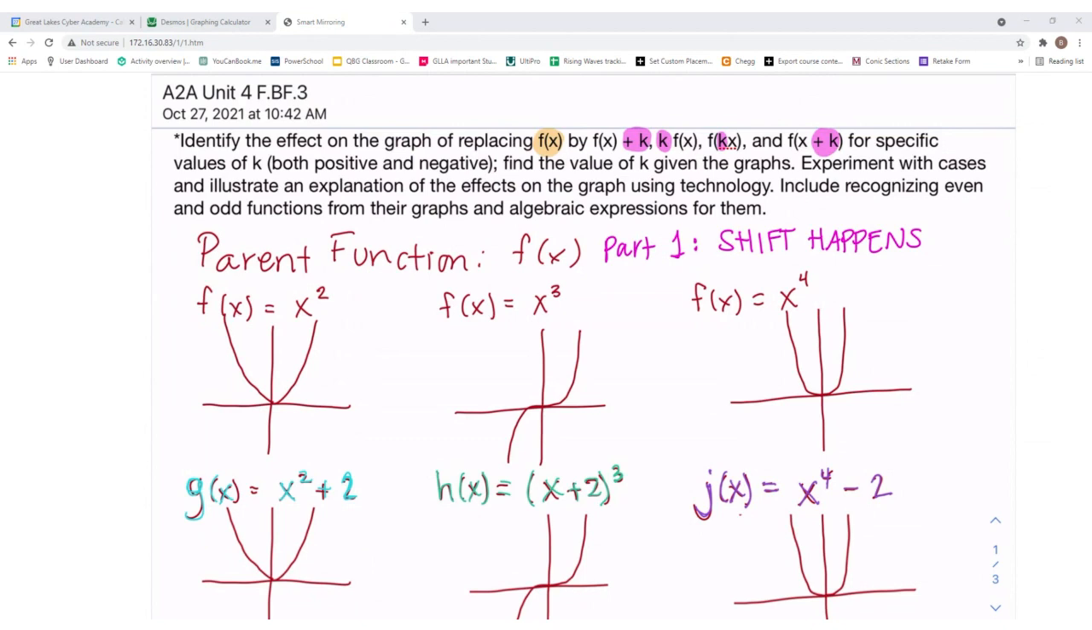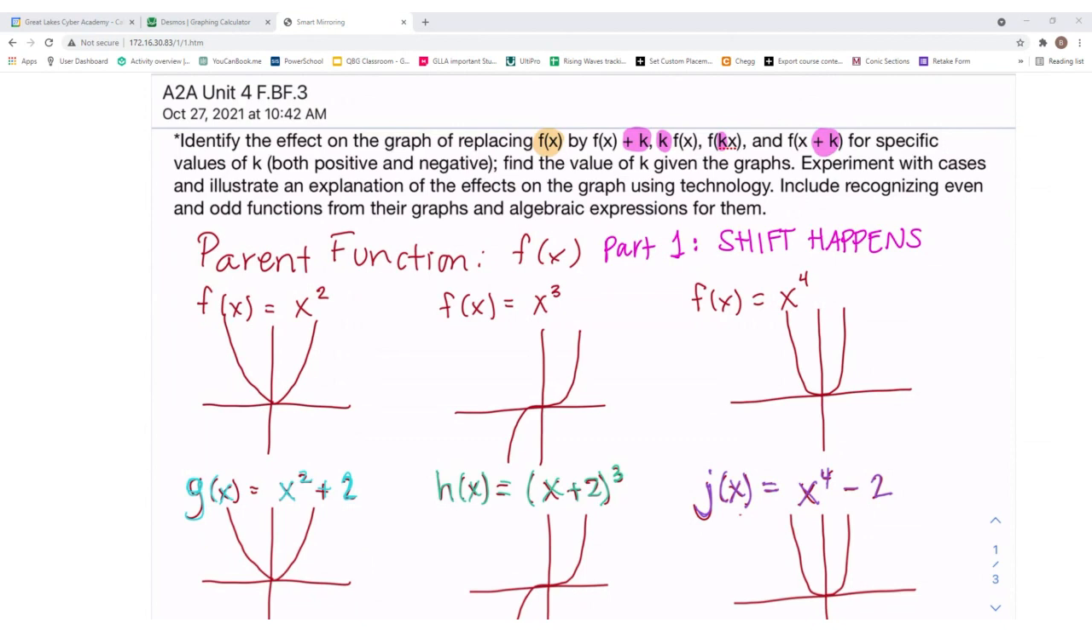First, you need to know that with all functions we have one main parent function. In this particular lesson, we're only dealing with functions like x squared, x cubed, and x to the fourth. But these rules go for every function. Linear, exponential, and logarithmic functions follow these same things. It's kind of cool. I think it's cool anyway.